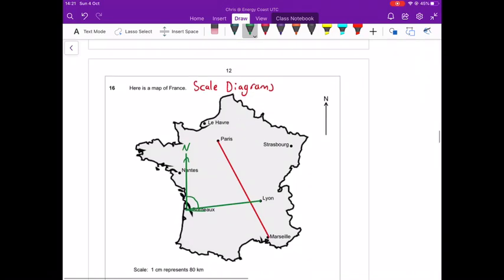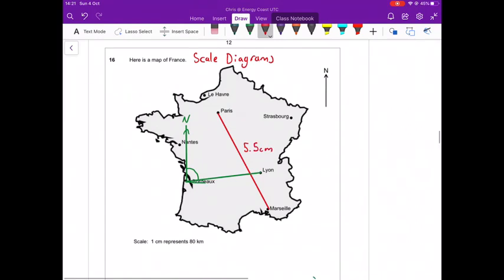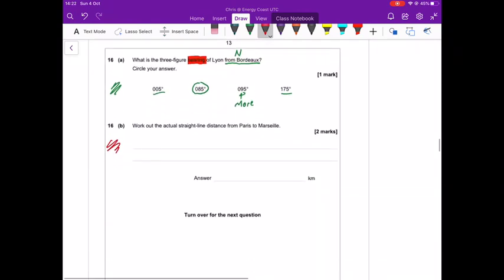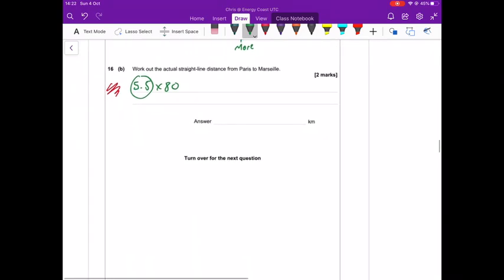Work out the actual straight line distance between Paris and Marseille. On the shrunken version I gave you out, we worked out, I think, that this was 5.5 centimetres. It says here that every 1 centimetre is 80 kilometres. Okay, so I've got 5 of them. So what I need to do is 5.5 times 80. The nice thing about this, I'm pretty sure you get a mark for just writing 5.5 centimetres. Okay, and then you actually need to work this bit out.